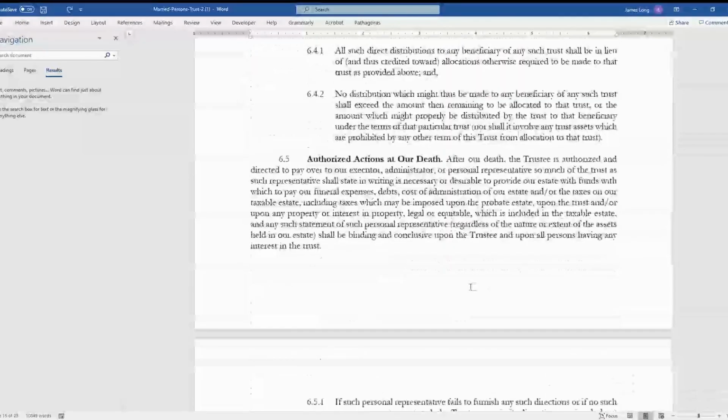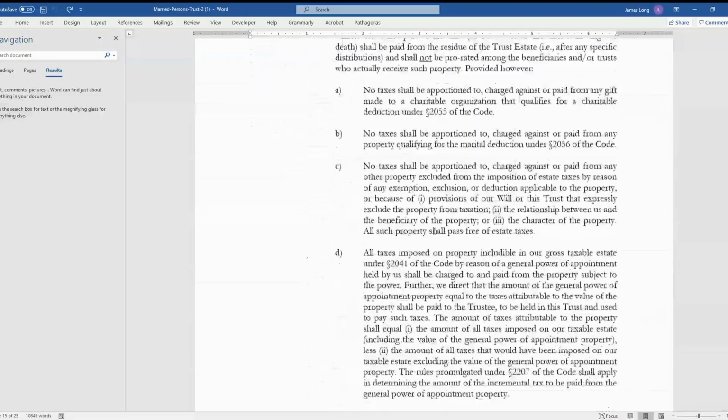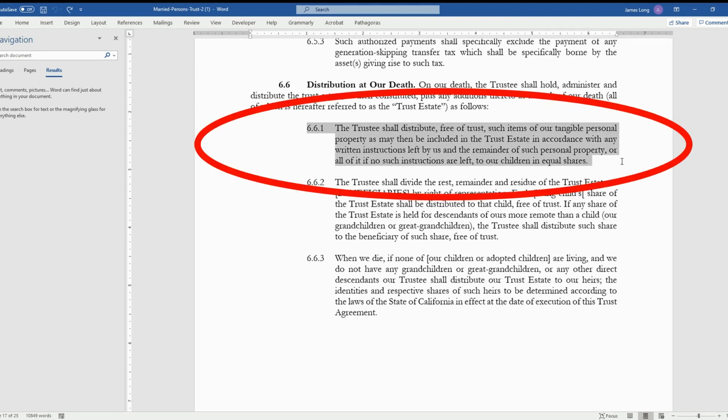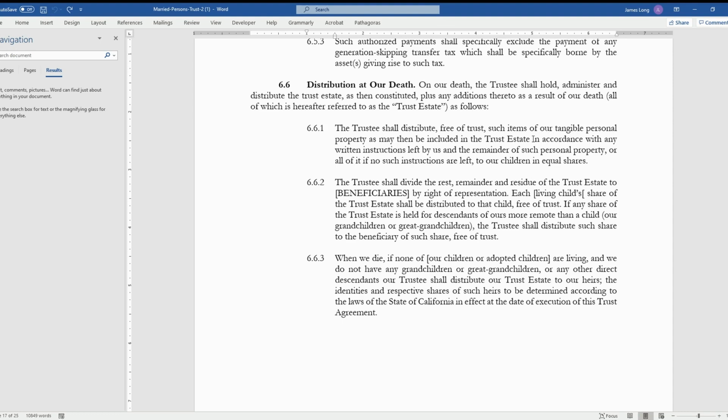And then finally, if you go down, keep going, distribution at our death. So this is what happens to your property when you die. This is the part you probably care about the most. And the first part we're going to talk about is 6.6.1 right here. And it says the trustee shall distribute free of trust such items of our tangible personal property as may be included in the trust estate in accordance with any written instructions left by us.